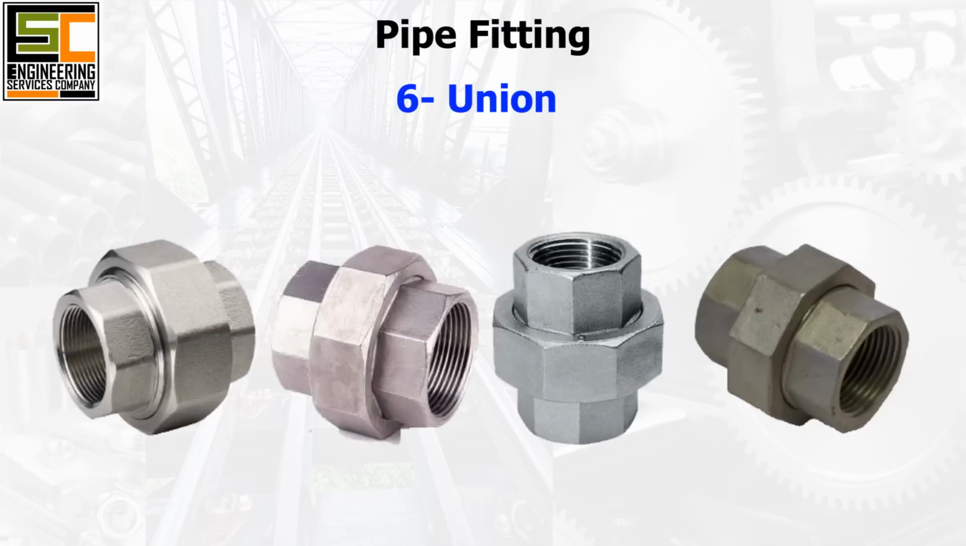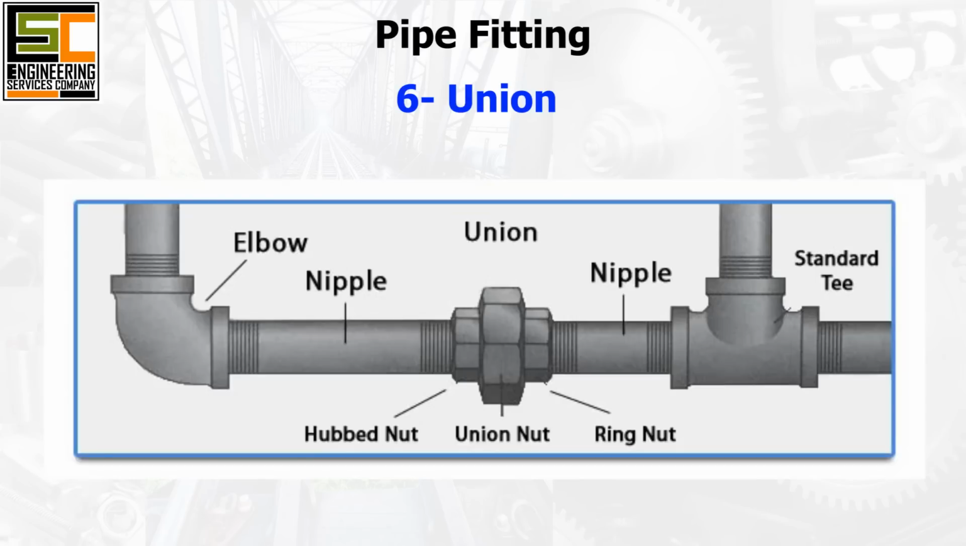6. Unions. Unions are fittings that allow for easy disassembly and reassembly of pipes without the need for cutting or threading. They consist of 2 parts that can be quickly connected or disconnected using nuts and bolts or threaded connections.